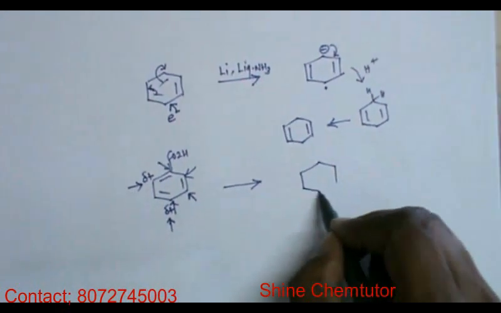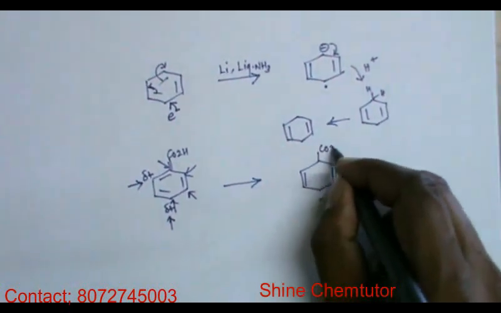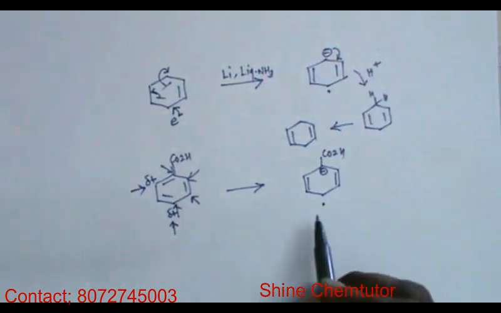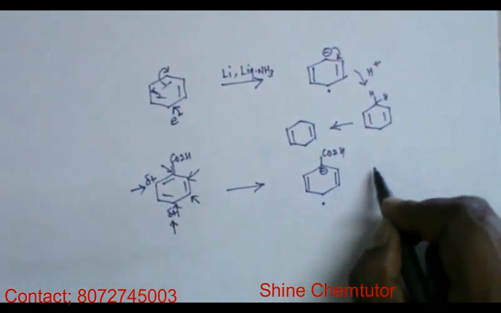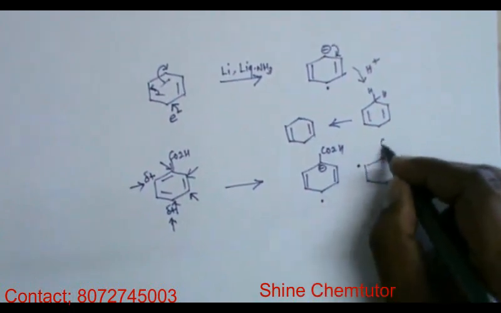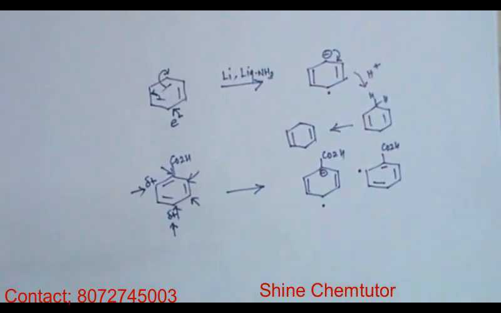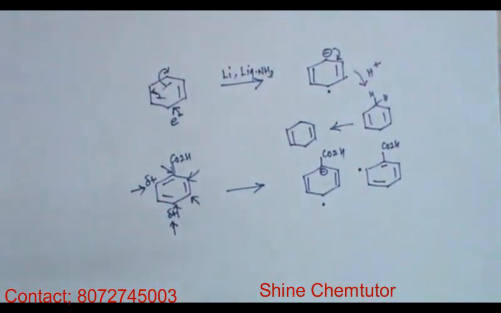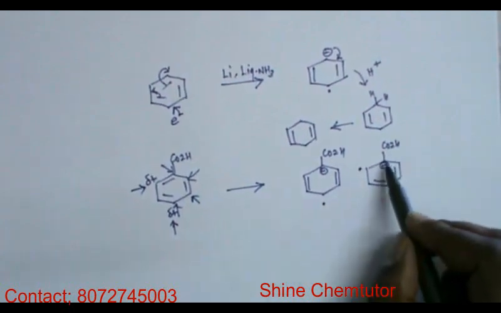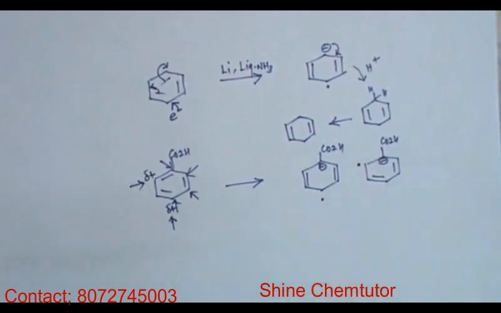Based on that, I go for the intermediate. This is one intermediate. The electron has been delivered to the para position. The other one will be like this. The electron has been delivered to the ortho carbon. I have placed the minus charge here because it will be in resonance with the electron withdrawing group.